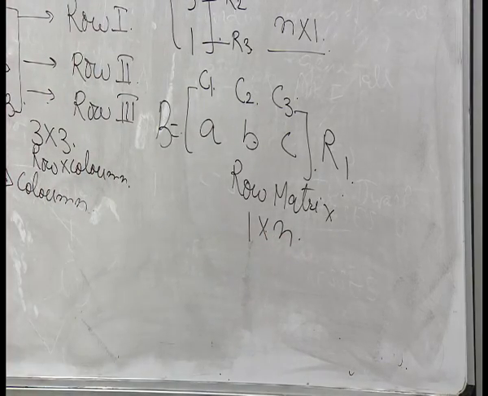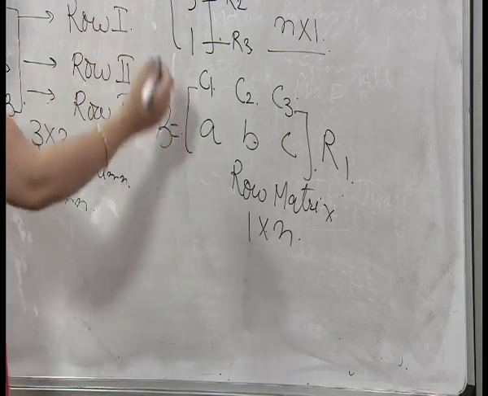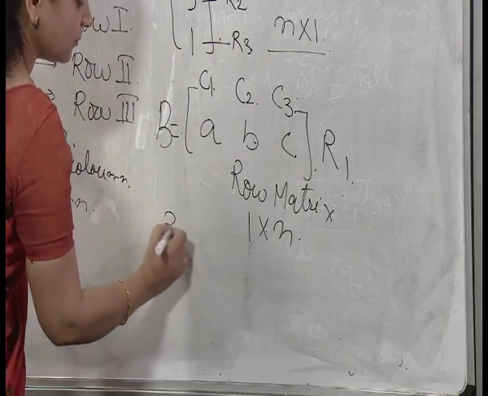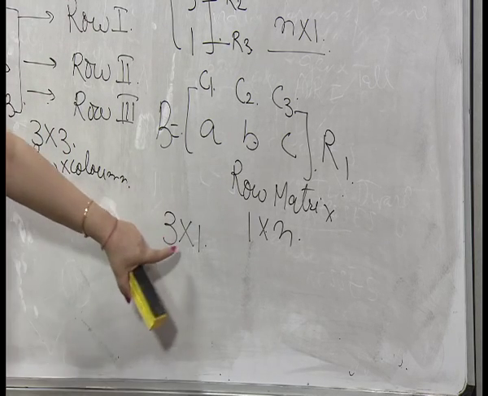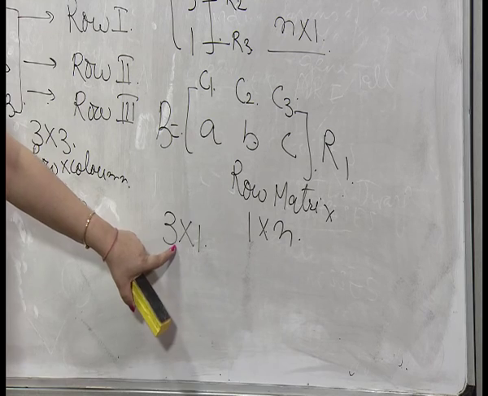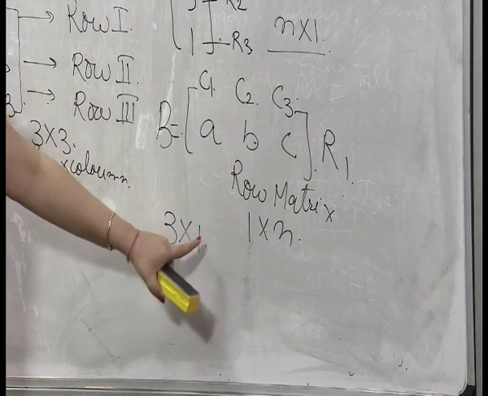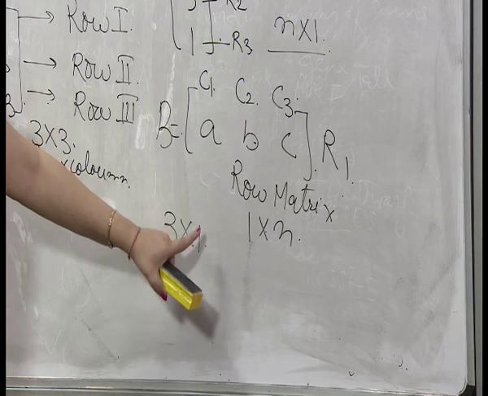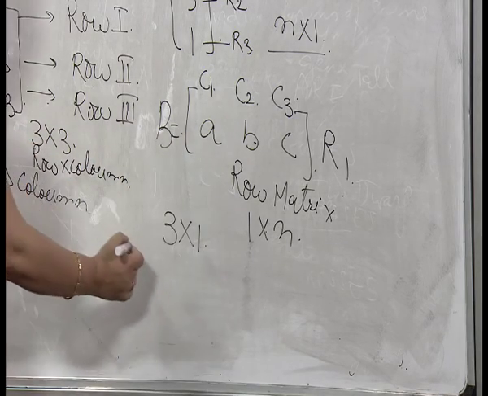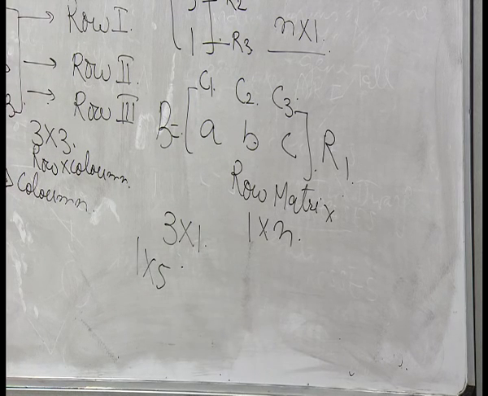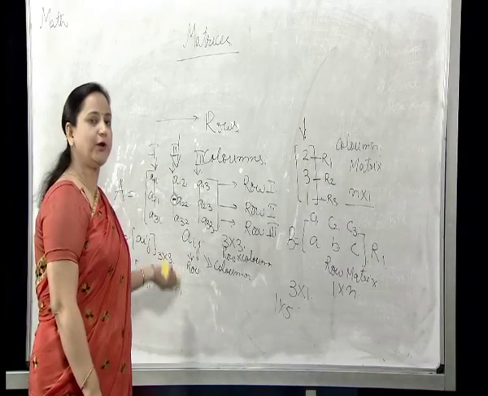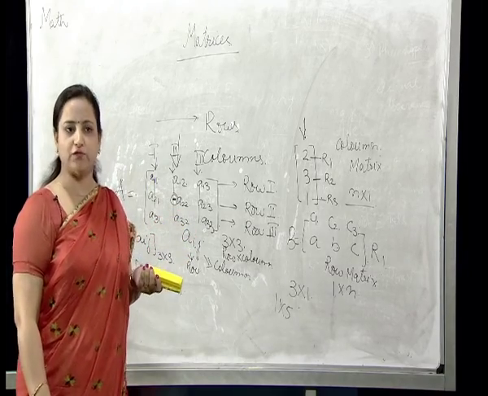So if somebody asks you, what is it if you are given a matrix of order 3 by 1? It has 3 rows and 1 column, so it will be a column matrix. If you have 1 by 5, it has only 1 row and 5 columns, so it will be a row matrix. So now you know about the order of the matrix and you know about the elements of the matrix.